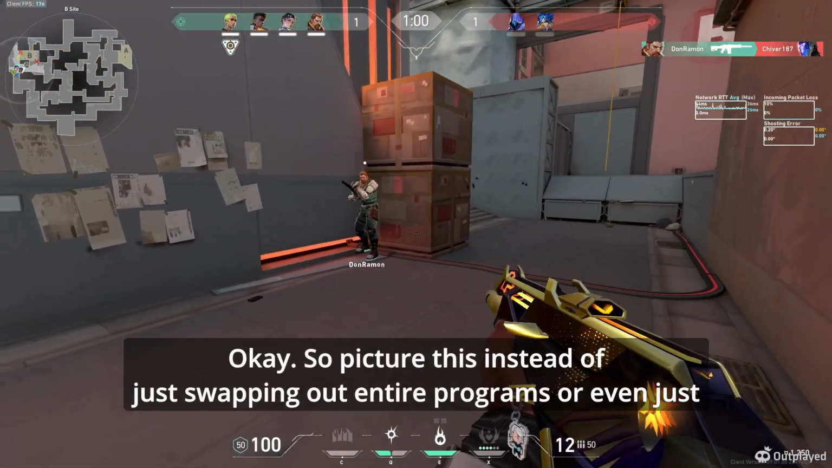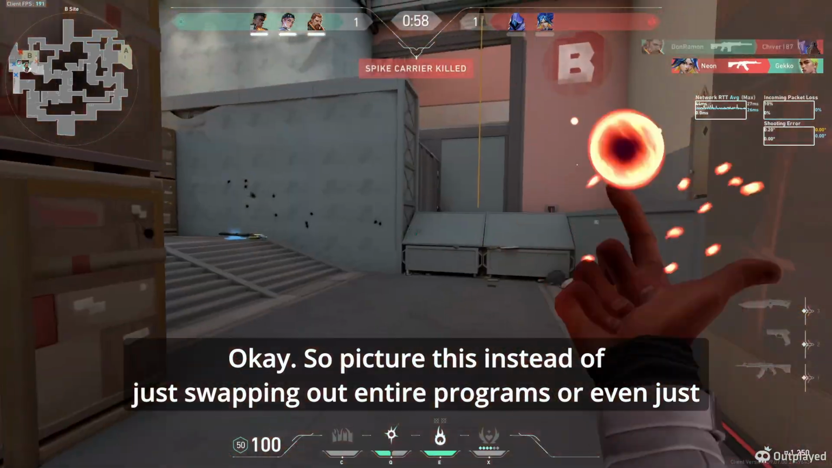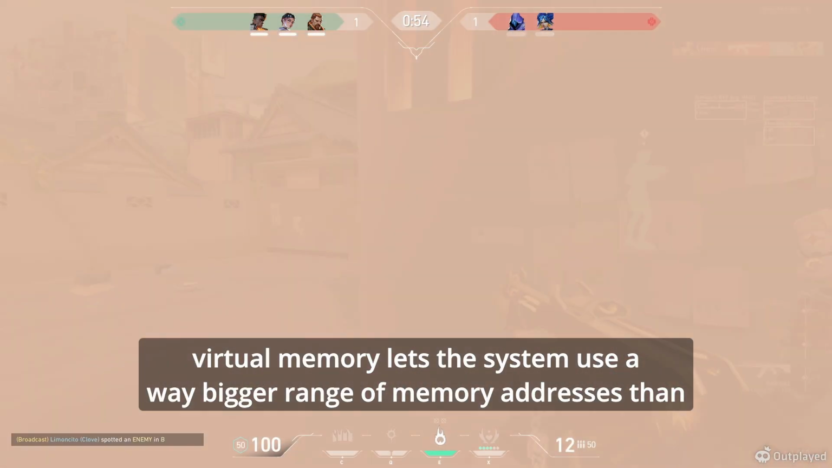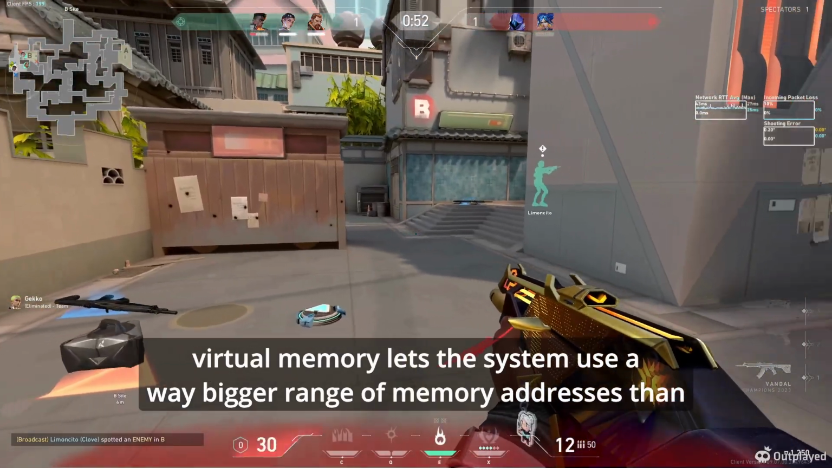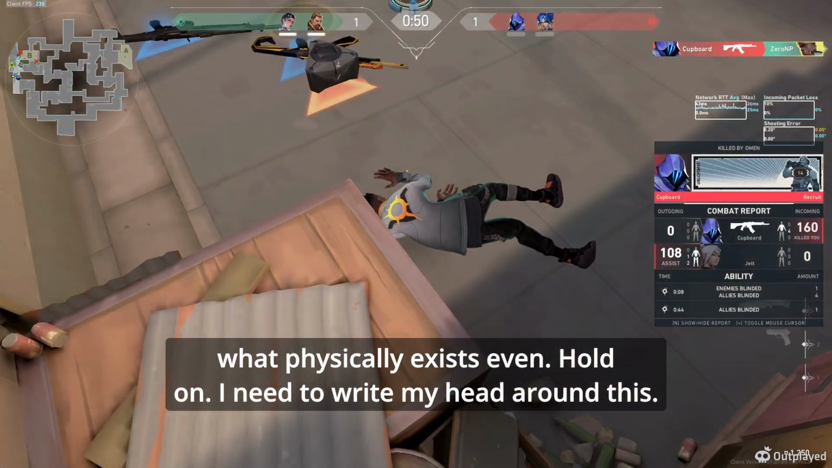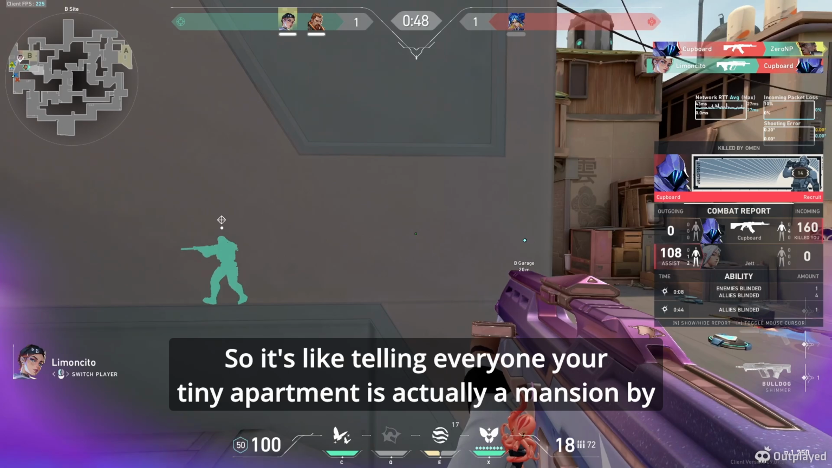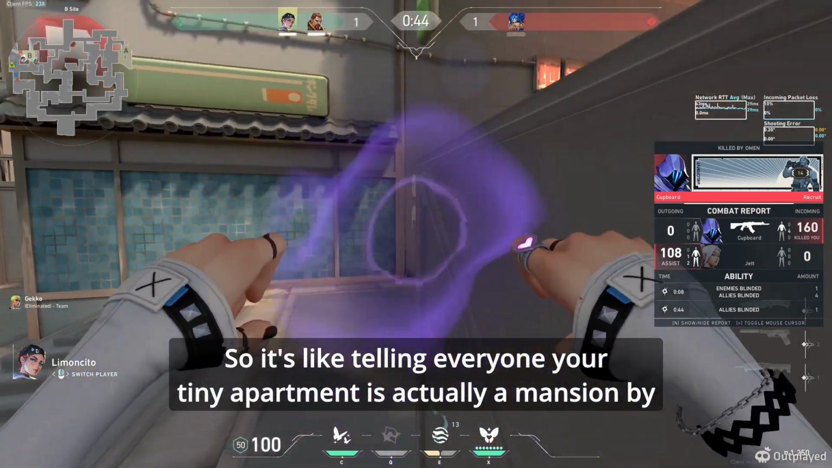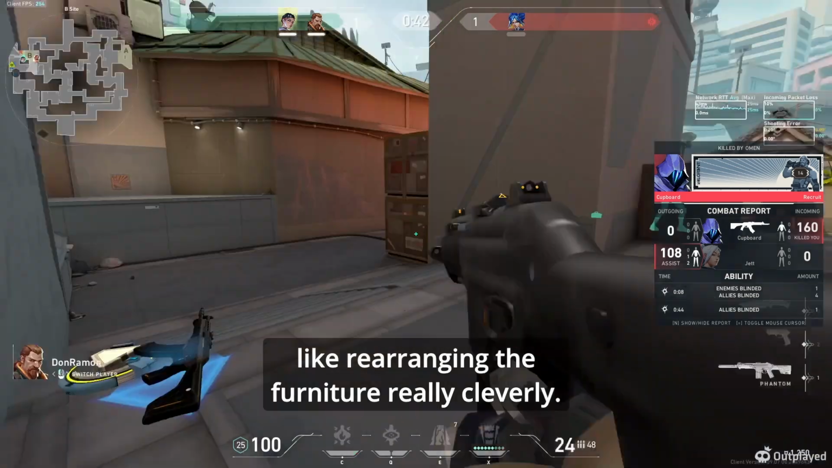Okay, so picture this. Instead of just swapping out entire programs or even just pages, virtual memory lets the system use a way bigger range of memory addresses than what physically exists even. Hold on, I need to wrap my head around this. So it's like telling everyone your tiny apartment is actually a mansion by rearranging the furniture really cleverly.